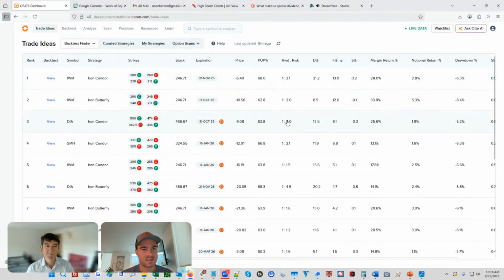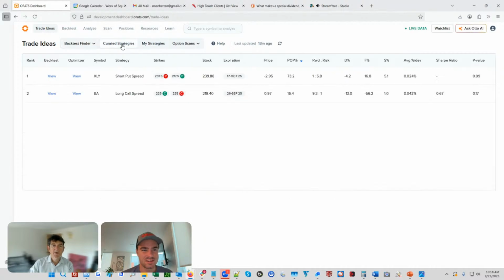Yeah, that's the backtest finder trade ideas. What about the curated and the my strategies? What do those do? Those use our new optimizer. Do you want to talk about that?